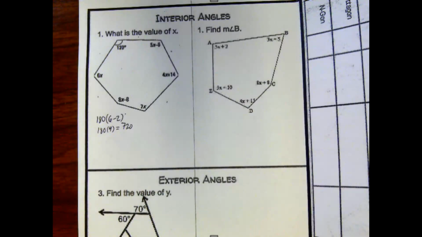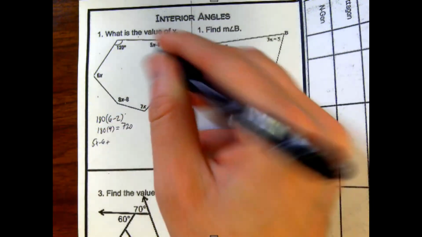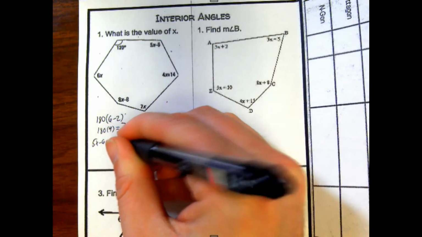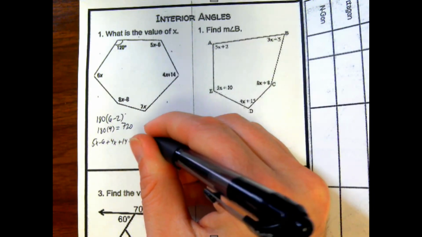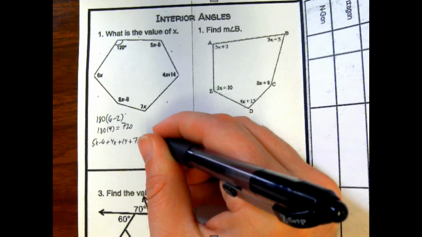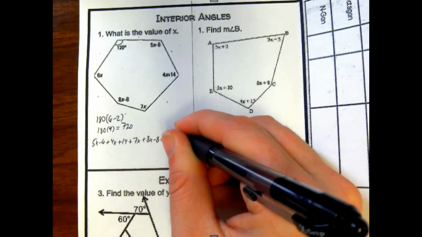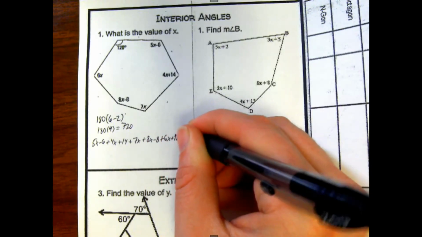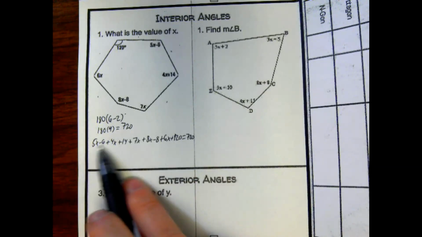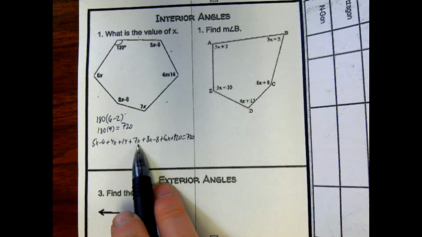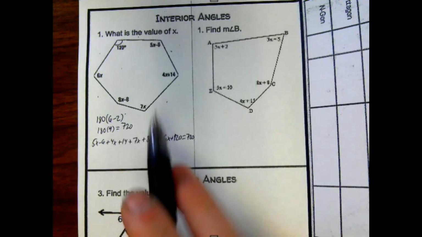So let's add them all up and see what we get. So I've got 5x minus 6 plus 4x plus 14 plus 7x plus 8x minus 8 plus 6x plus 120 equals 720. Now let's add up all the like terms. 5x plus 4x is 9x, plus 7x is 16x, plus 8x is 24x, plus 6x is 30x.